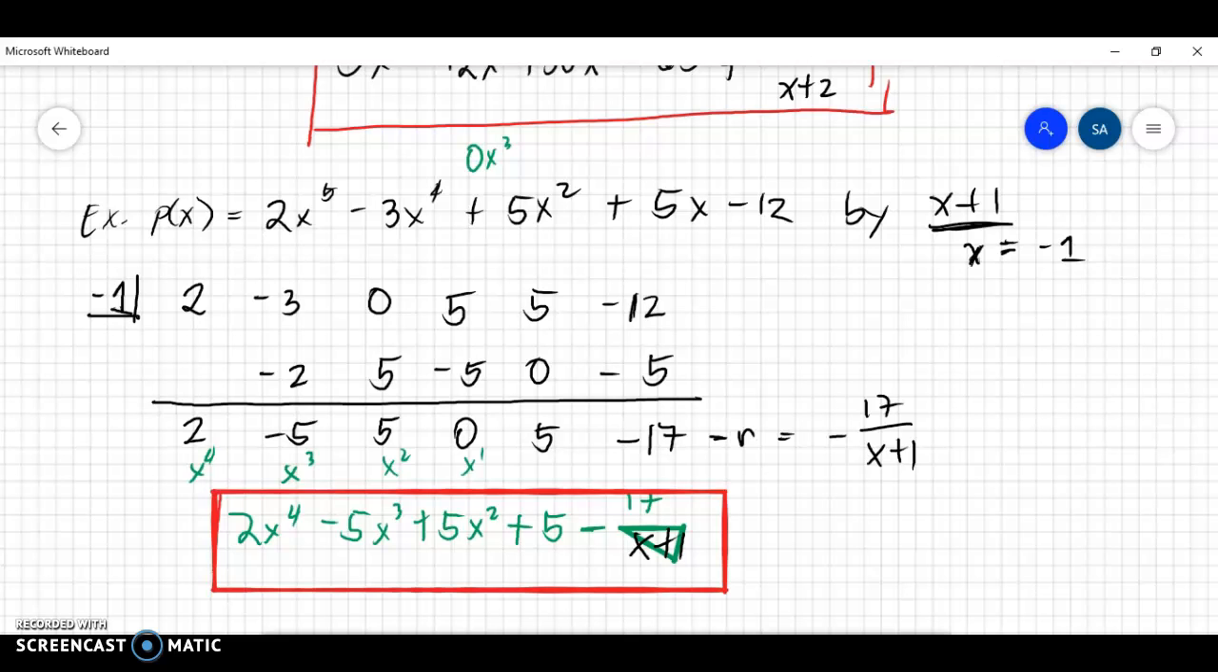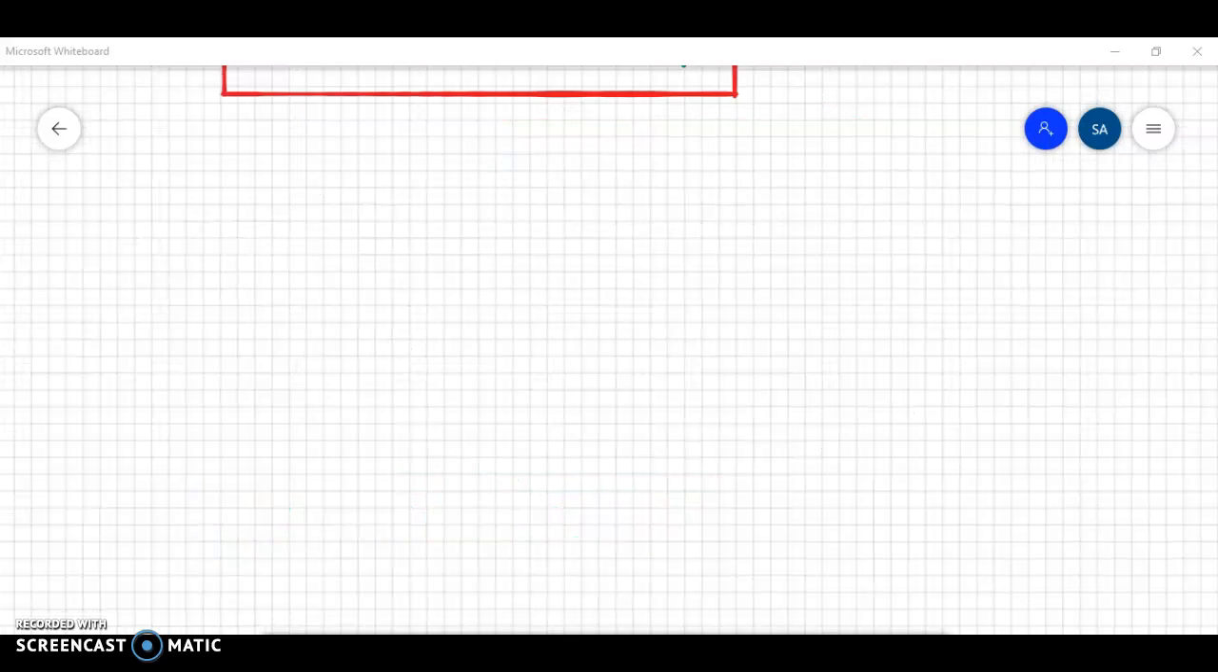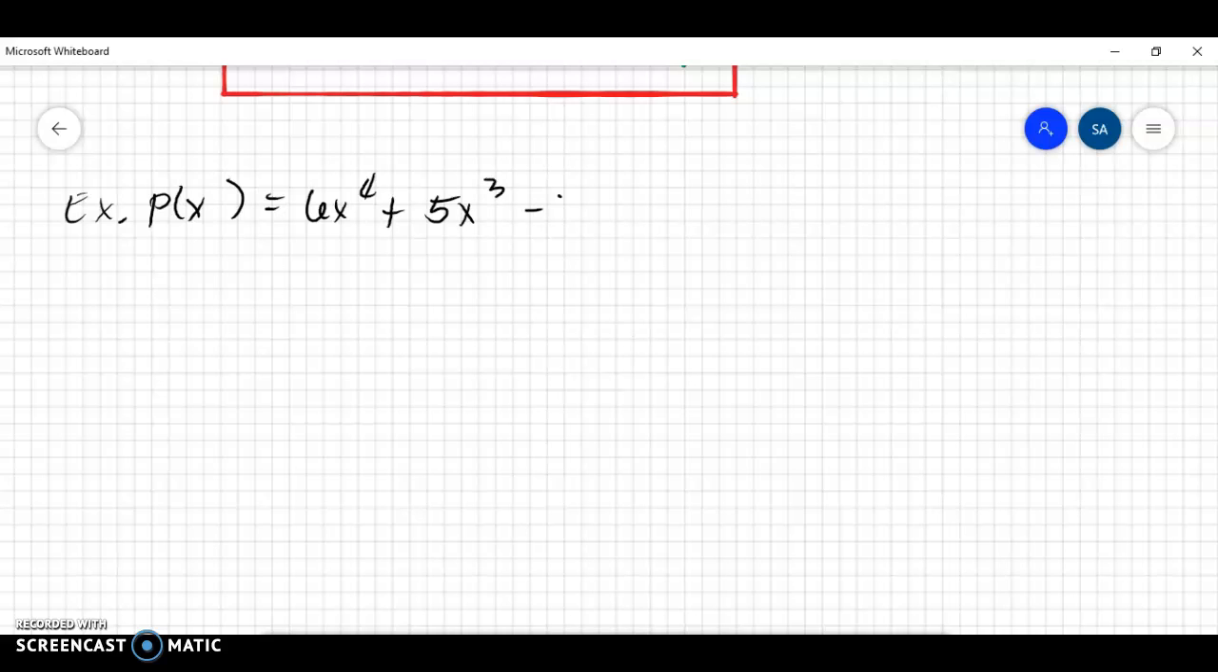Okay, so ganun lang siya kasimple. Again, step-by-step process. First, you have to find the value of x before proceeding into synthetic substitution. Let's have another example. For example, number 3. We have p of x is equal to 6x raised to 4 plus 5x cubed minus 7x squared minus 8x plus 8. We have to divide it by x plus 4. Again, the value of x here is negative 4.